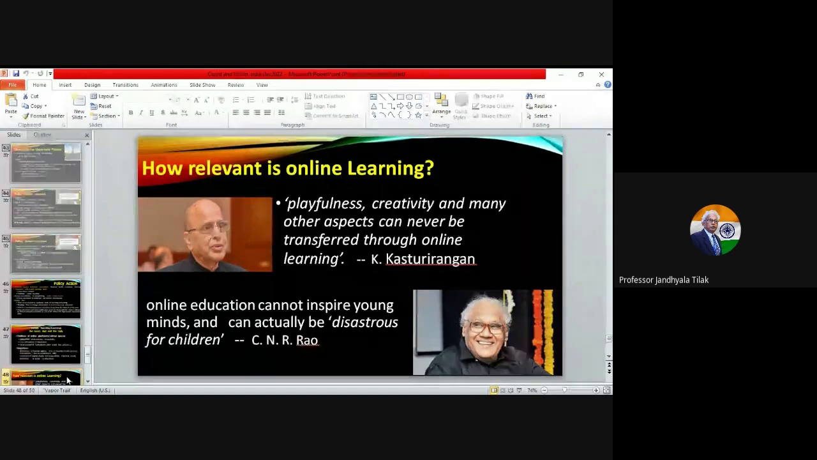So he said once that playfulness, creativity, and many other aspects which are essential for children's development can never be transformed through online learning. Similarly, C.N.R. Rao, who was the scientific advisor to the Prime Minister of India, also stated almost similarly, online education cannot inspire minds and can actually be, quote unquote, disastrous for children and for their development. And that is a point that one has to really clearly understand.